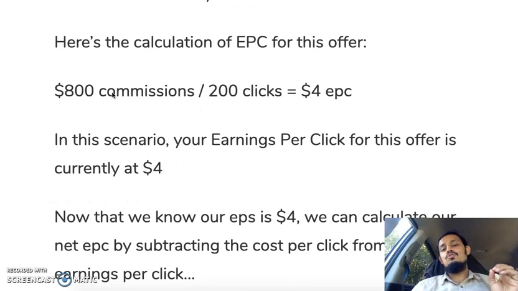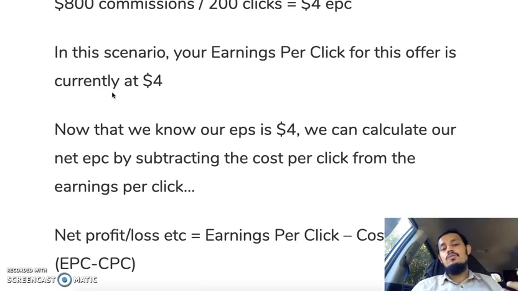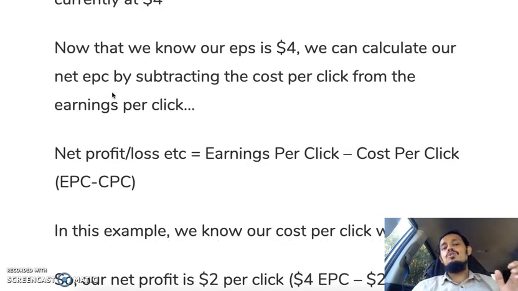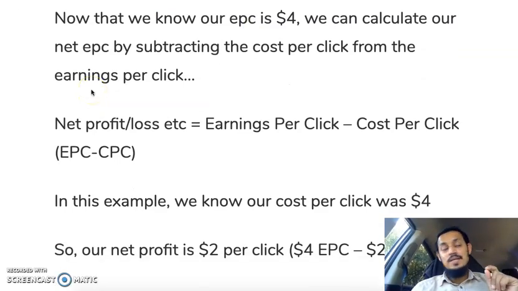So here's the calculation of EPC for this offer. $800 commissions divided by 200 clicks gives us $4 EPC. So in this scenario, your earnings per click for this offer is currently $4. Now that we know our EPC, not EPS, sorry, EPC is $4. I'll just correct that: it's not EPS, it's EPC.